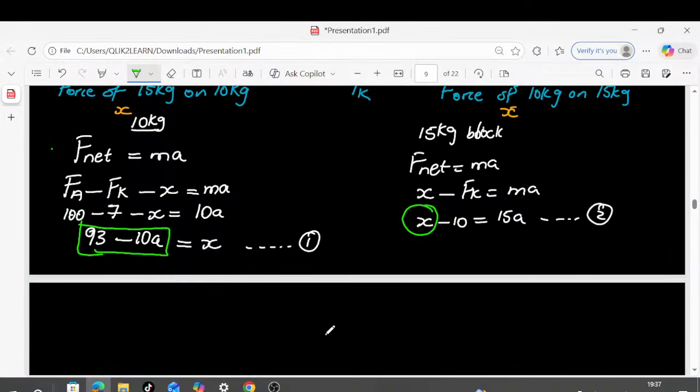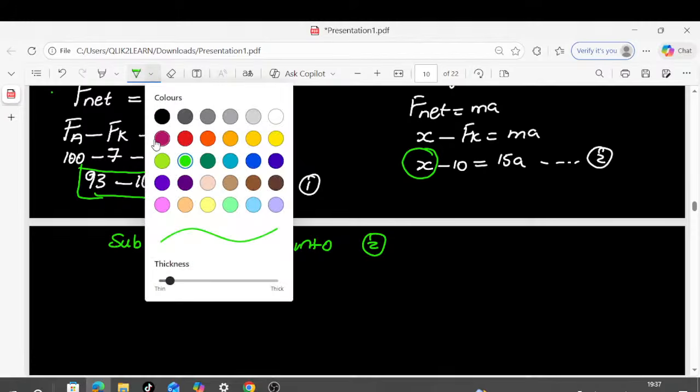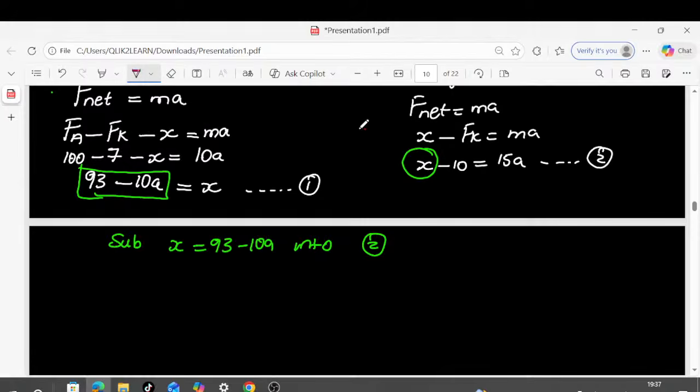Okay, so now we know what X is. Where there's X we can substitute. So we're going to sub X equals 93 minus 10A into equation 2. I hope everyone is with me on that. So let us quickly substitute. When we do the substitution, remember to rewrite the equation first so that you don't make mistakes.